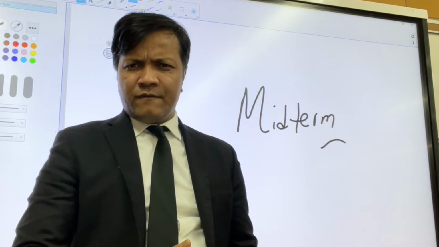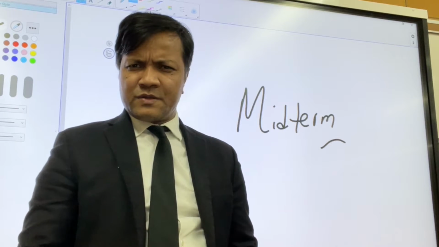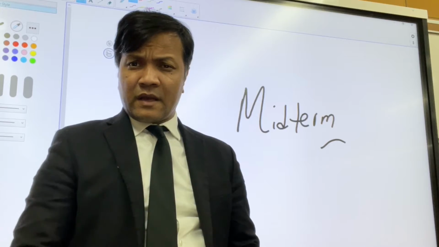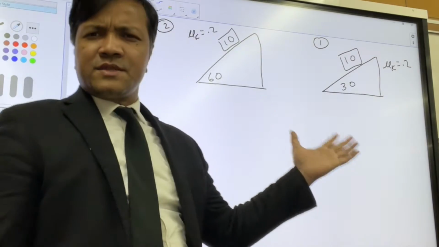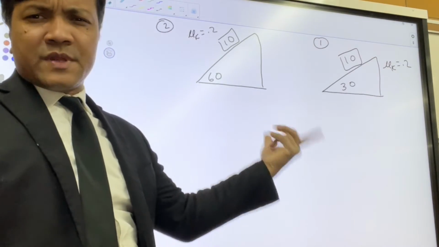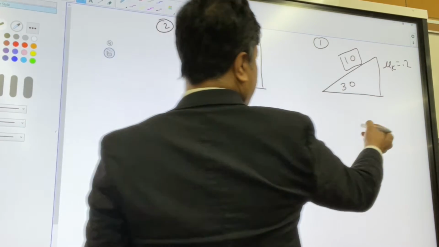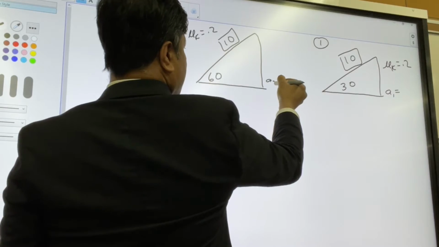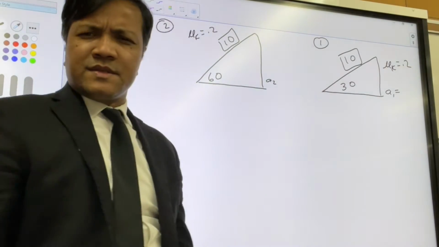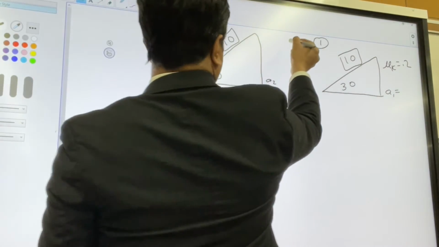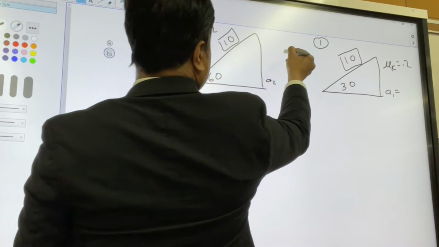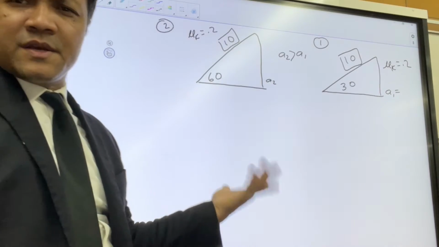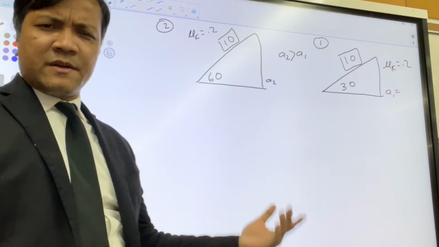And I'm going to make a video on dynamics. Also go over that, because you need to understand a few things, including inclined planes. So what is that? As you increase the theta, what happens with the acceleration? This acceleration you're going to find is acceleration 1, and this acceleration you're going to find is acceleration 2. Our hypothesis is that acceleration 2 is bigger than acceleration 1, because as you increase the theta you get a bigger acceleration.